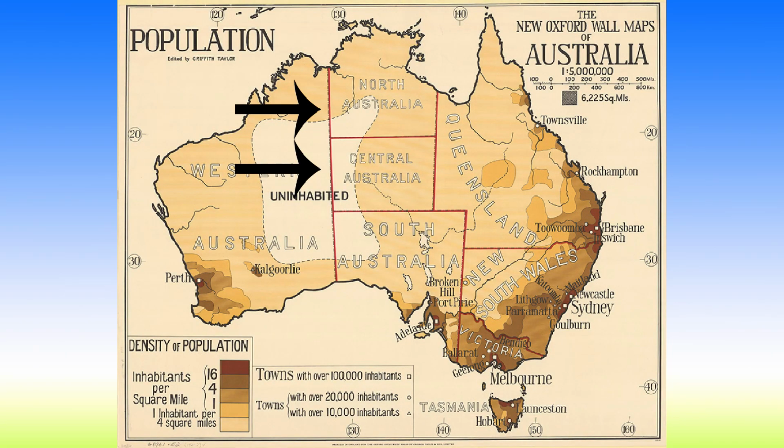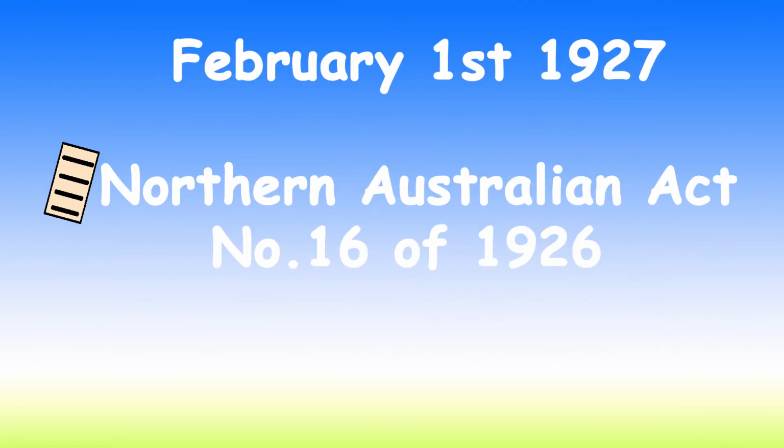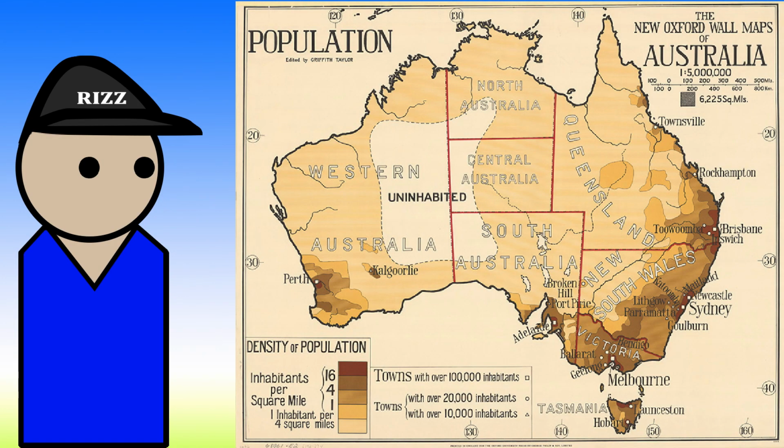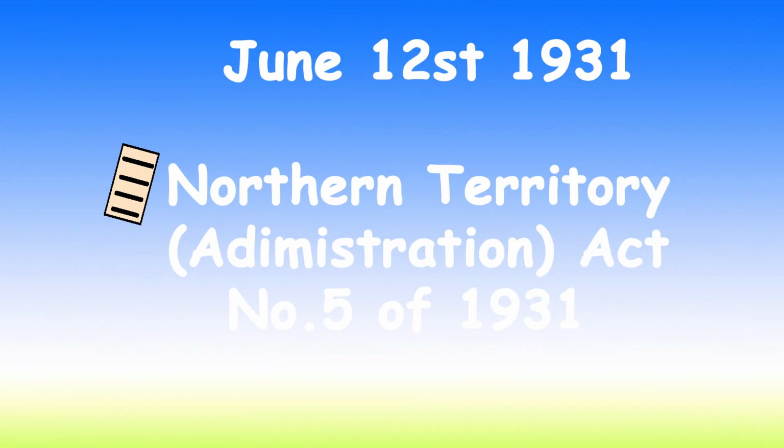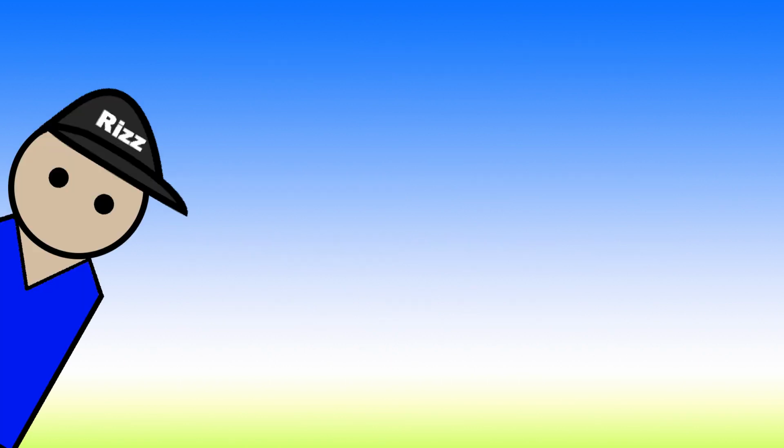On the 1st of February 1927 to the 12th of June 1931, the Northern Territory was split into two territories on the 20th parallel line due to the North Australian Act of 1926. This created the short-lived territories of North Australia and Central Australia. The Act was repealed on the 12th of June 1931, which reunited the two territories as the Northern Territory again. And that's it. Bye!